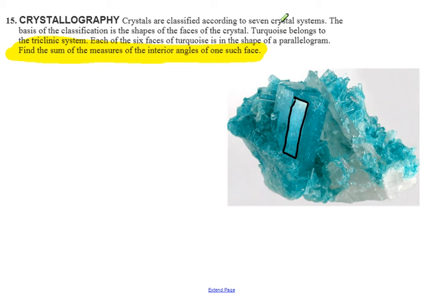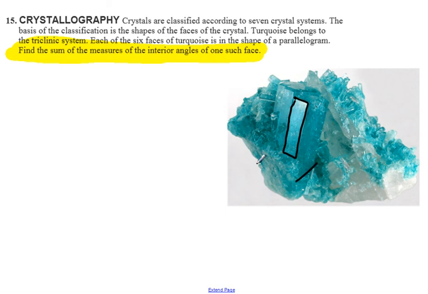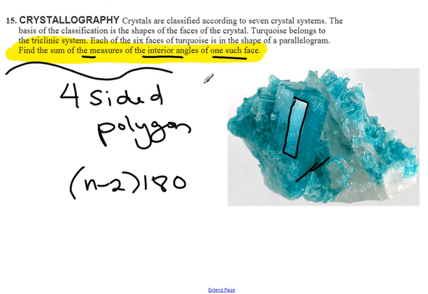So our first goal was to figure out what shape they were even talking about, which was the parallelogram, which is a 4-sided polygon. Then, what is the question asking us? To find the sum of the interior angles of the polygon, which is denoted by the formula n-2 times 180. Okay, now you continue the problem on your own.